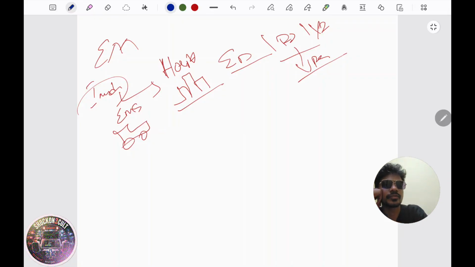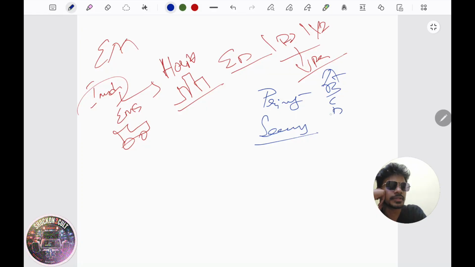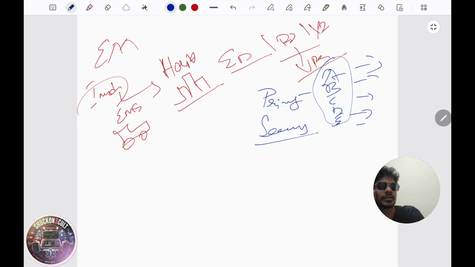So first, on patient receipt only, we assess for primary survey, then secondary survey. In primary survey, A, B, C, D, E. We assess these five things, and simultaneously we do some intervention if there are any abnormalities present. Okay, yes. So we'll go deep into it.